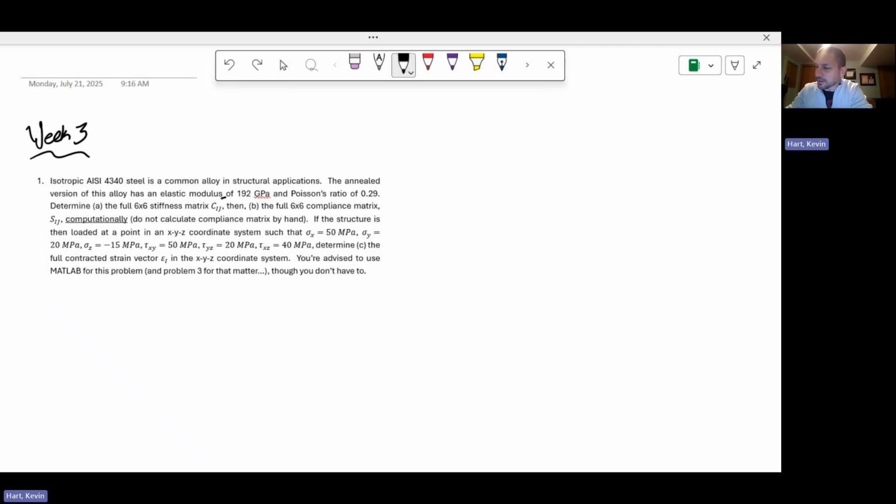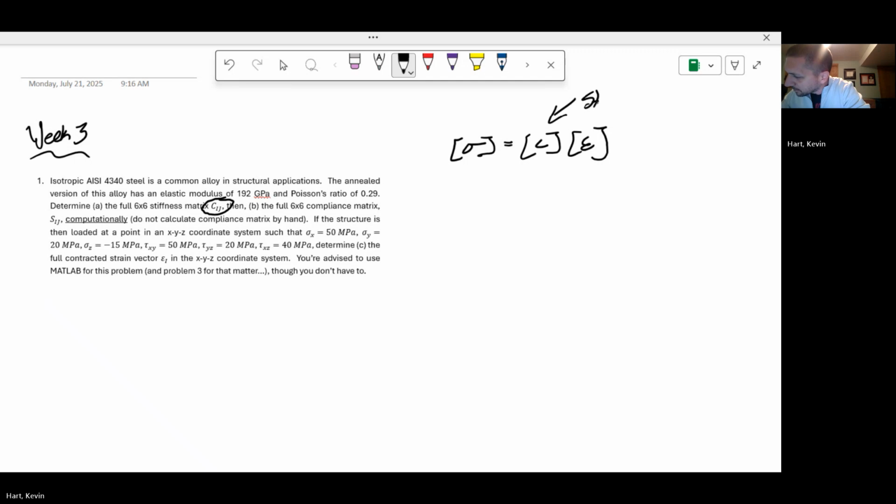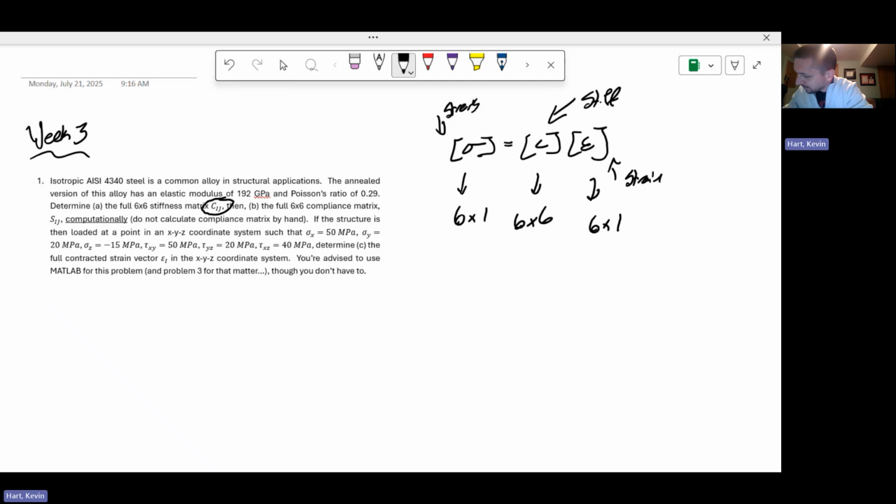First off, we need to understand what a compliance matrix is. A compliance matrix is part of Hooke's law. It relates stress and strain. So in general, stress is equal to the stiffness multiplied by strain. So you need to know the stiffness matrix. Here's your stiffness matrix, and here is your strain matrix, and here's the stress. Technically, these are vectors. So in size, this is a 6x1, this guy here is a 6x6, and this guy here is a 6x1. Okay, so what we're asked is to populate this stiffness matrix for this isotropic material.